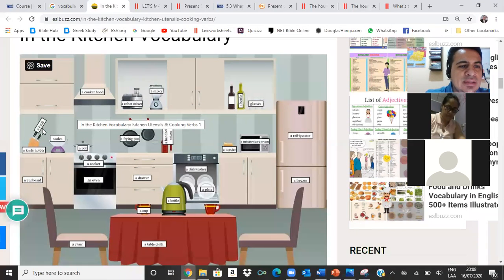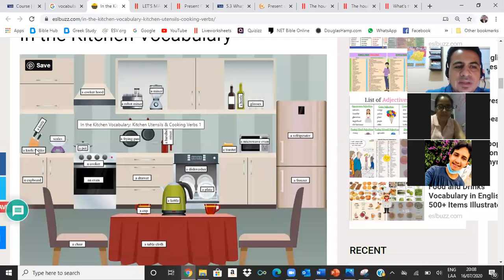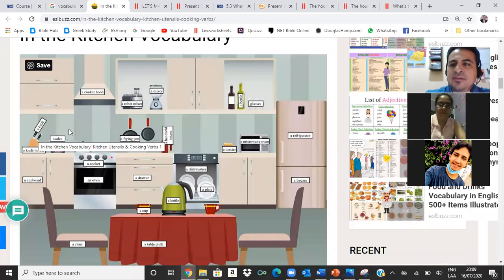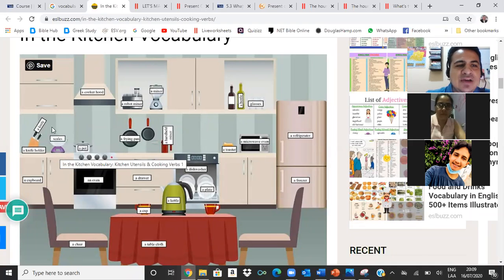Okay, number one. ¿Cómo se dice cuchillo en inglés? Knife. ¿Lo que sostiene los cuchillos? Knife holder. Okay. Para pesar los ingredientes, los líquidos. Scales. Repeat after me. Scales. Okay.